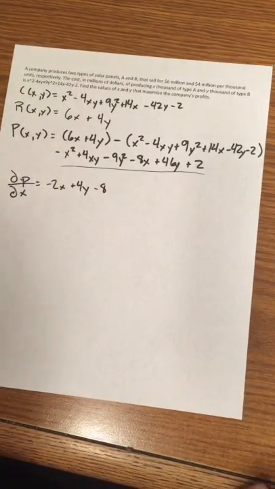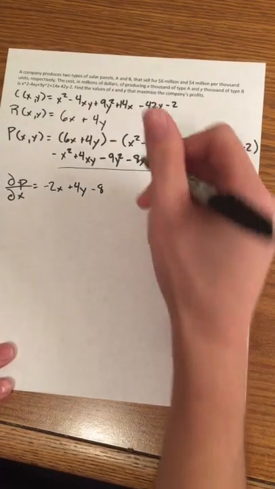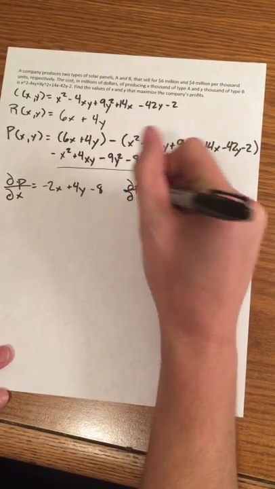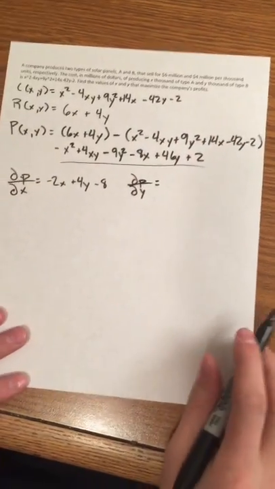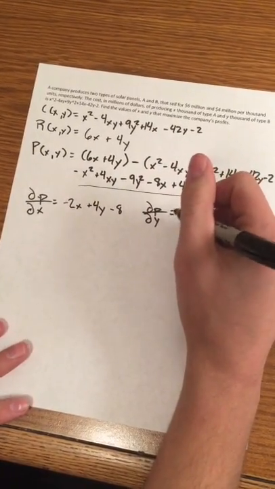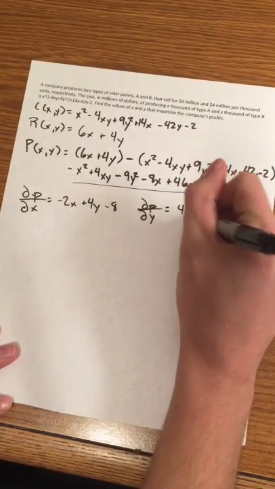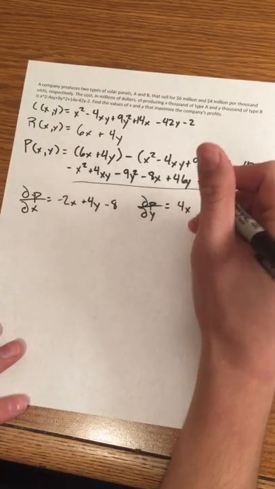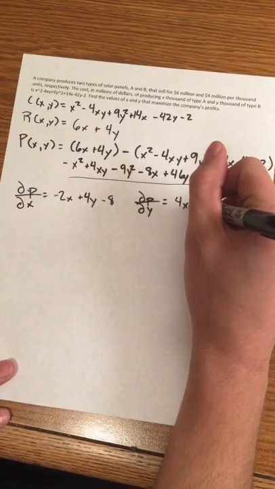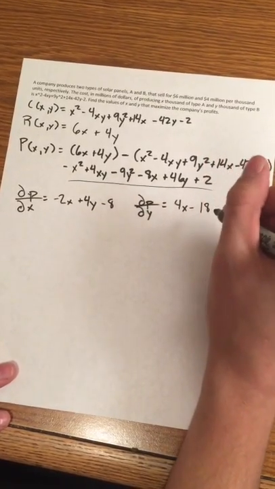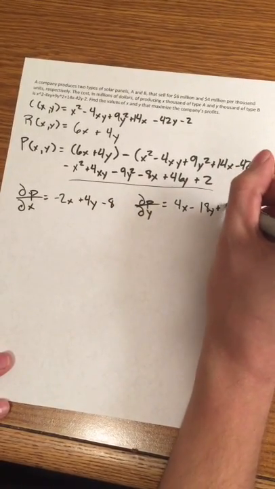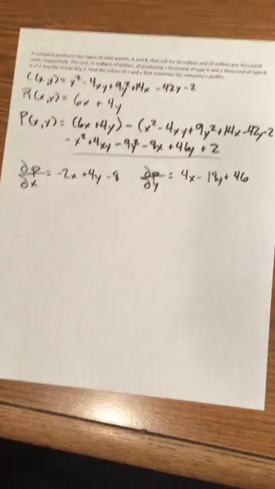So now we need to take the derivative with respect to y as well. We take the derivative of 4xy first, and the y disappears, so we have 4x. Then the derivative of negative 9y squared is minus 18y. And then, of course, the derivative of 46y is plus 46. Okay, so now what do we do from here?